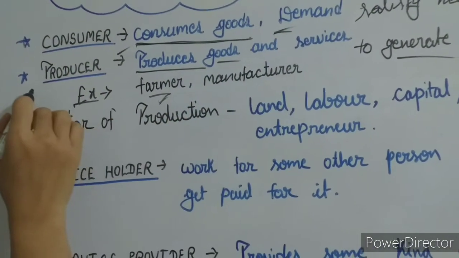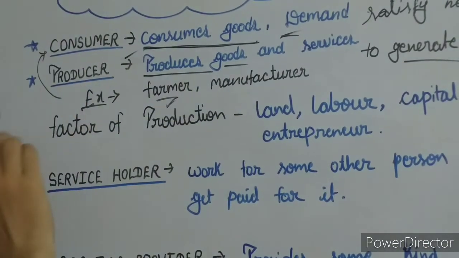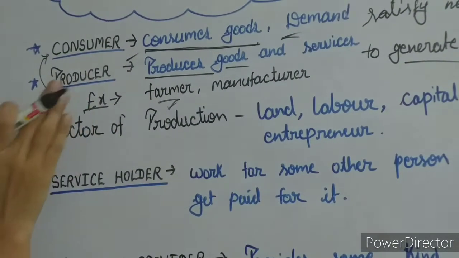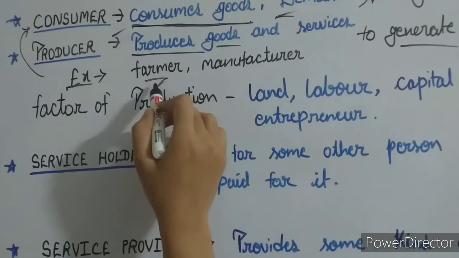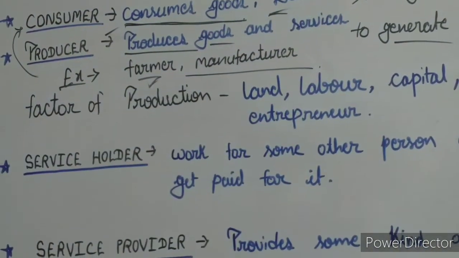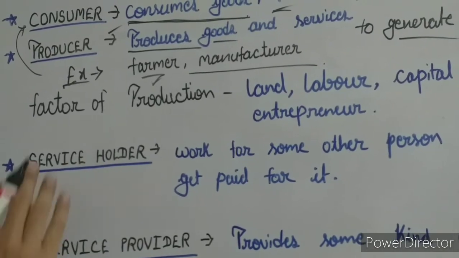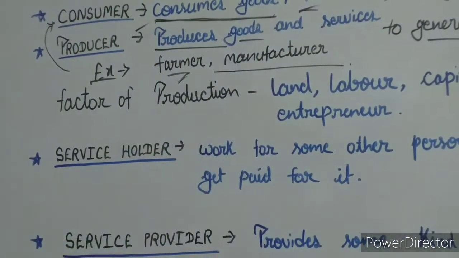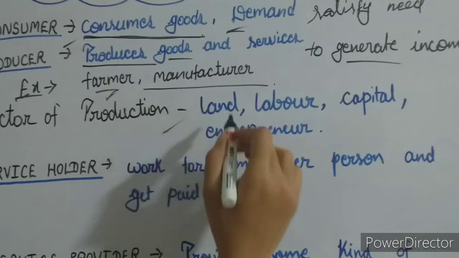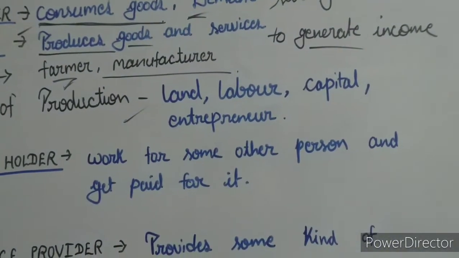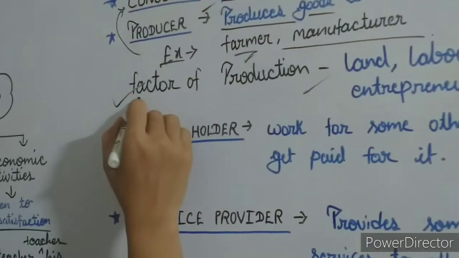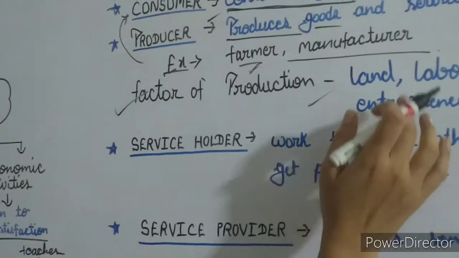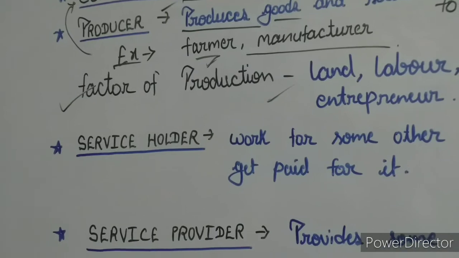So the person who consumes things is a consumer and the person who produces things is a producer, like a farmer and a manufacturer. There are some factors of production. What are they? Land, labor, capital, entrepreneur. A producer uses these factors of production to produce goods and services, right?